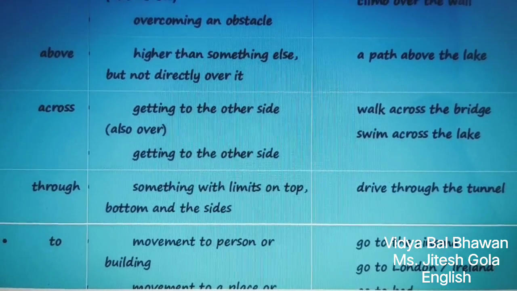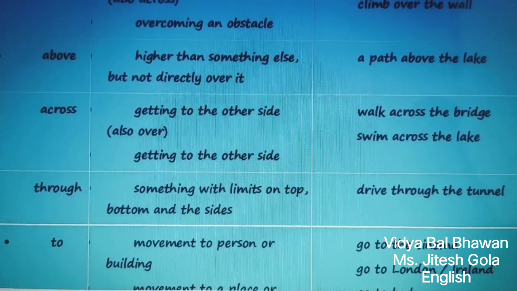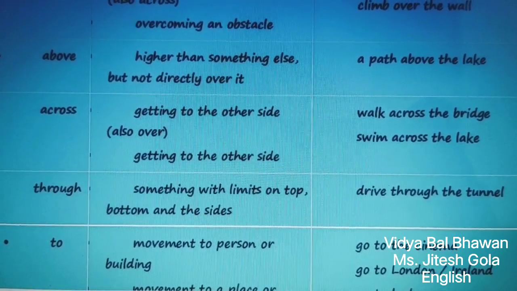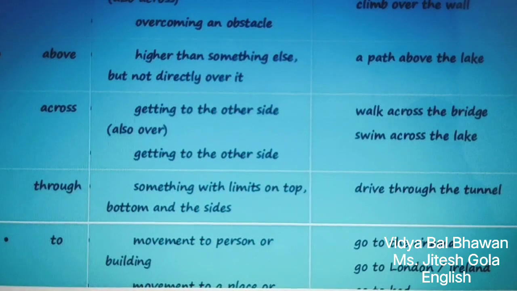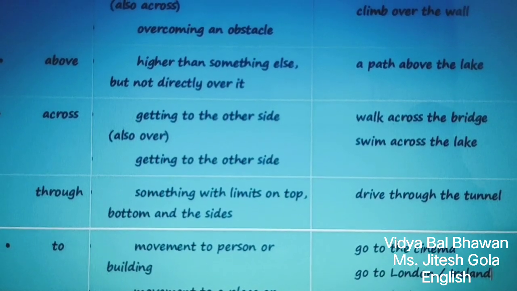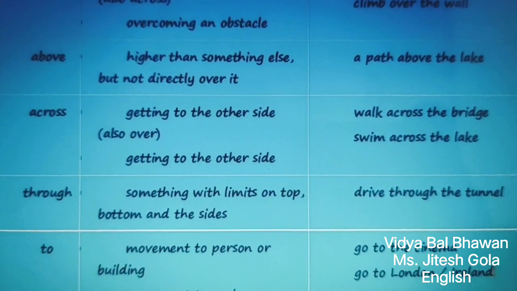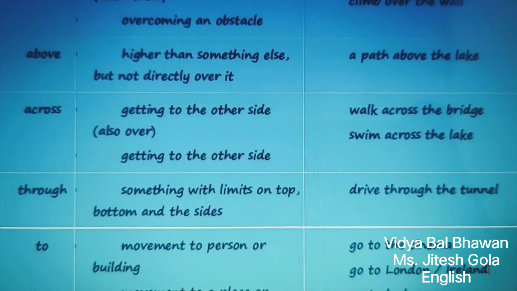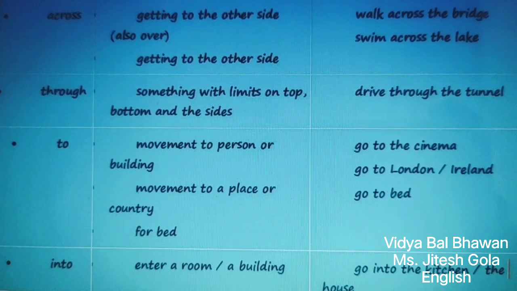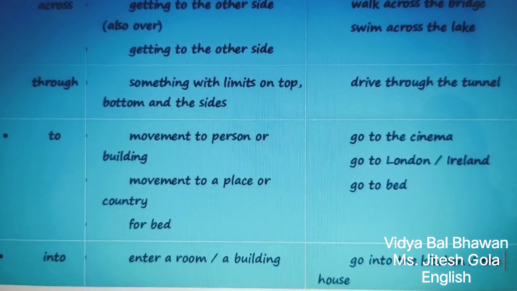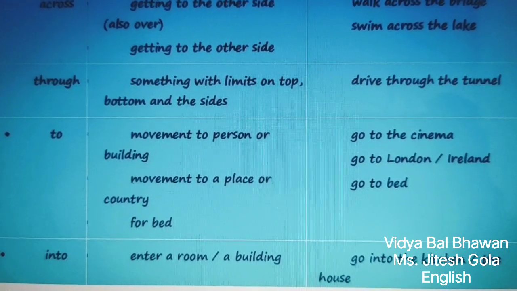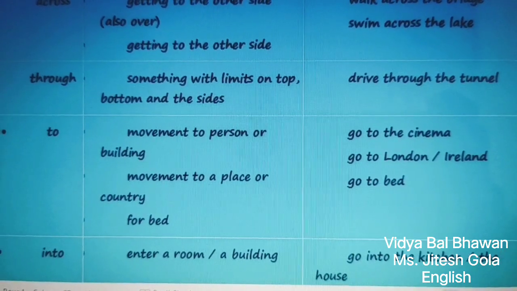The sentence has been written here, walk across the bridge, and you know that for that we used over also. Then another usage can be getting to the other side, swim across the lake. Next, through, we can see the usage can be something with limits on top, bottom and the side. So you can write drive through the tunnel.